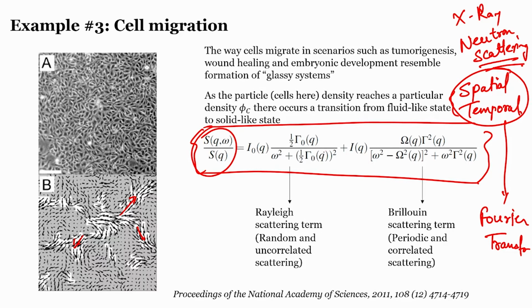And these two parts of this equation: the first part contains the Rayleigh scattering term, which is associated with random and uncorrelated scattering, and the second part is associated with the Brillouin scattering term, which is periodic and correlated scattering. We don't have to go into the details, this is just to give you a glimpse of how one can understand or appreciate the extent of disorder in different kinds of systems. And this is where we ended.